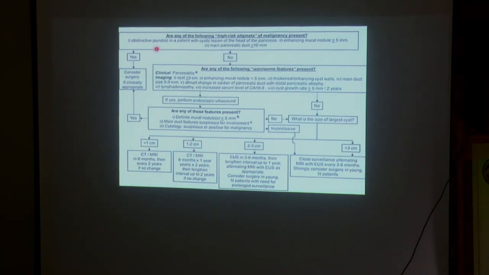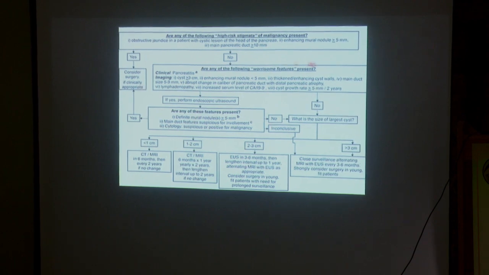So if any of the high risk features are present, you can directly go for surgery if clinically appropriate. If the high risk features are not present, you have to look for the presence of any worrisome features. If any of the worrisome features are present, then you can perform endoscopic ultrasound. And on endoscopic ultrasound, if you are able to see a definite mural nodule more than 5 mm or main duct features suspicious for involvement, then you can go for surgery again if clinically appropriate.